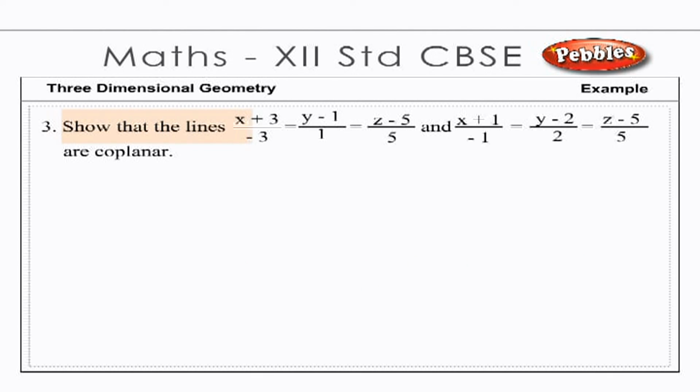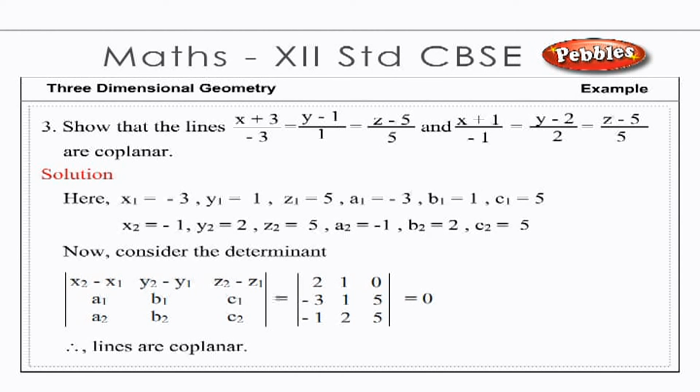Show that the lines (x + 3)/(-3) = (y - 1)/1 = (z - 5)/5 and (x + 1)/(-1) = (y - 2)/2 = (z - 5)/5 are coplanar. Solution. Here x1 = -3, y1 = 1, z1 = 5, a1 = -3, b1 = 1, c1 = 5; x2 = -1, y2 = 2, z2 = 5, a2 = -1, b2 = 2, c2 = 5.